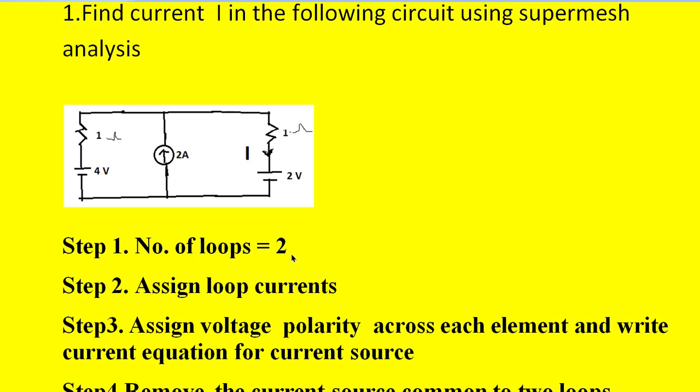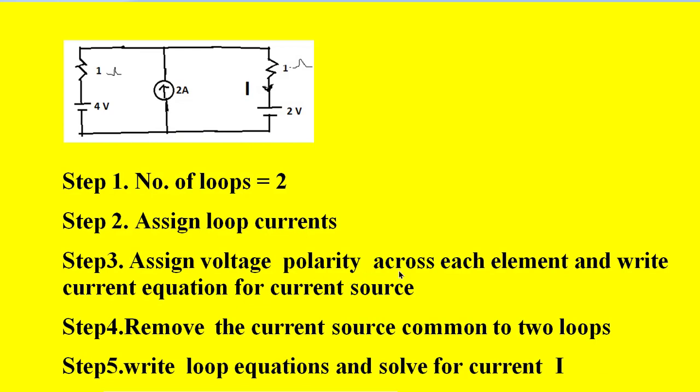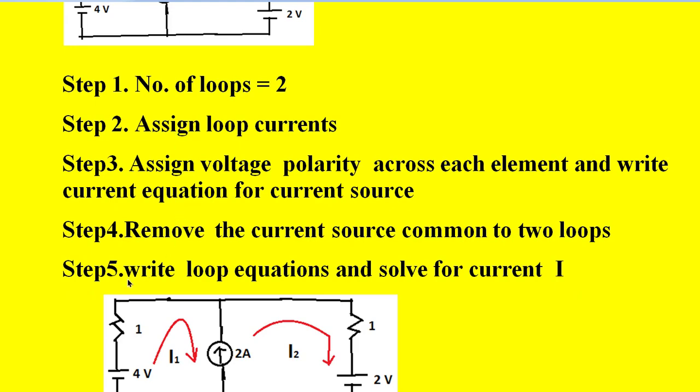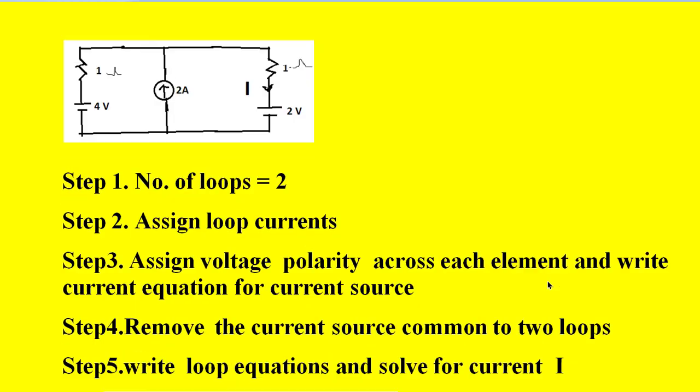The first step is to find the number of loops. If you look at this, this is one loop, this is another loop. So the number of loops here is 2. Next step is to assign the loop currents. The third step is to assign the voltage polarity across each element and write the current equation for the current source. The fourth step is to remove the current source which is common to the two loops, that is this. Then step 5, write the loop equations and solve for current I. So these are the 5 steps to be applied to solve this problem.